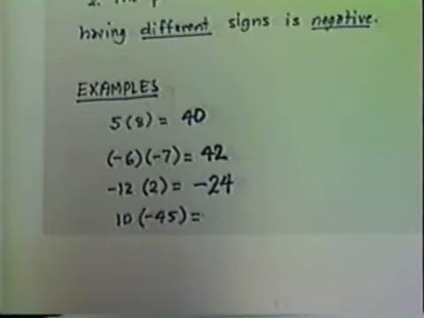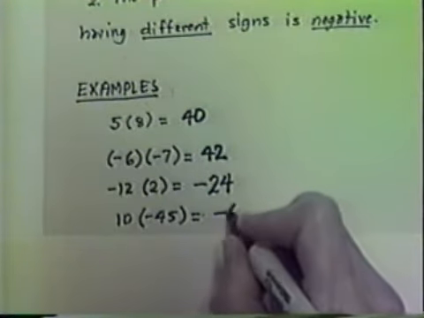Ten times negative 45. These numbers have different signs. Therefore, their answer is negative 450.